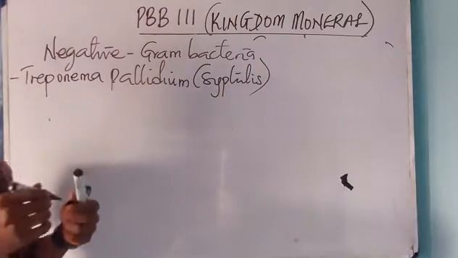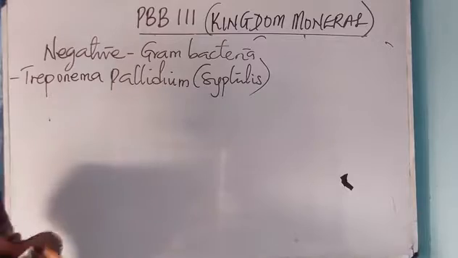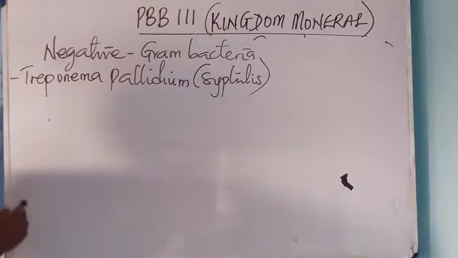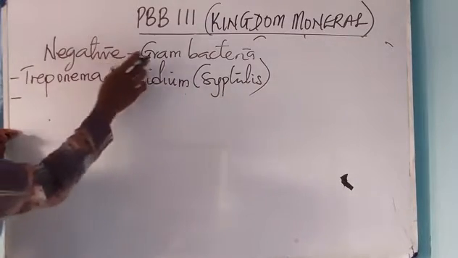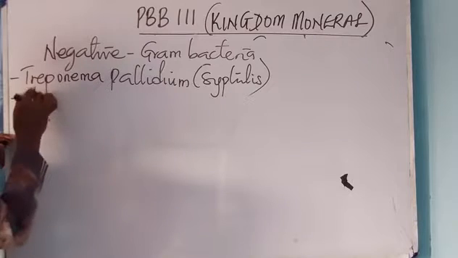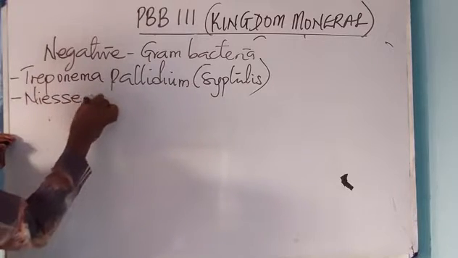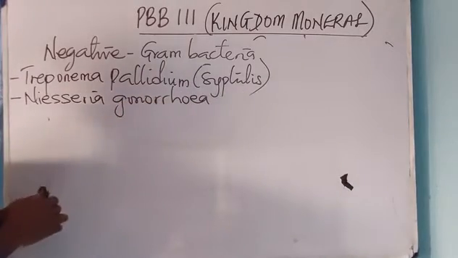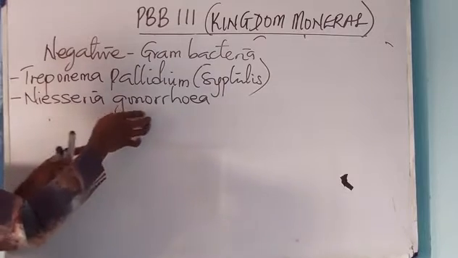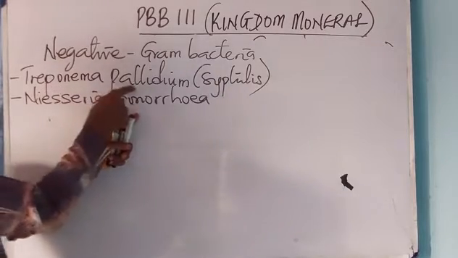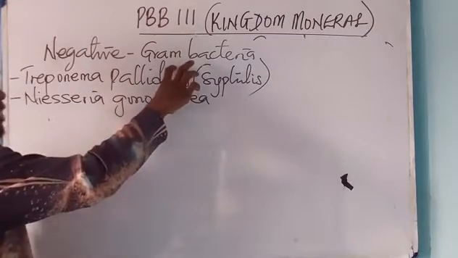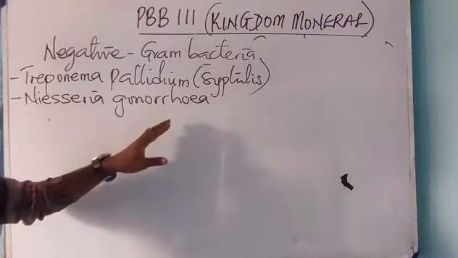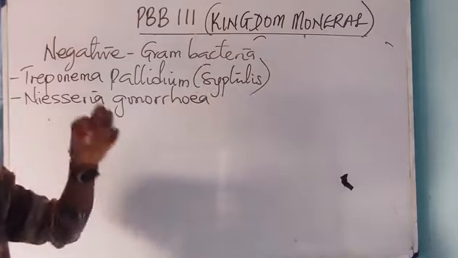Syphilis is a disease that is contracted during sexual intercourse. So you can say it's an example of what? An STD. Another example of gram negative bacteria is the Neisseria gonorrhoeae, which causes gonorrhea. Treponema pallidum causes syphilis. Both of them are bacteria that are associated with sex, which means gonorrhea and syphilis are STDs.